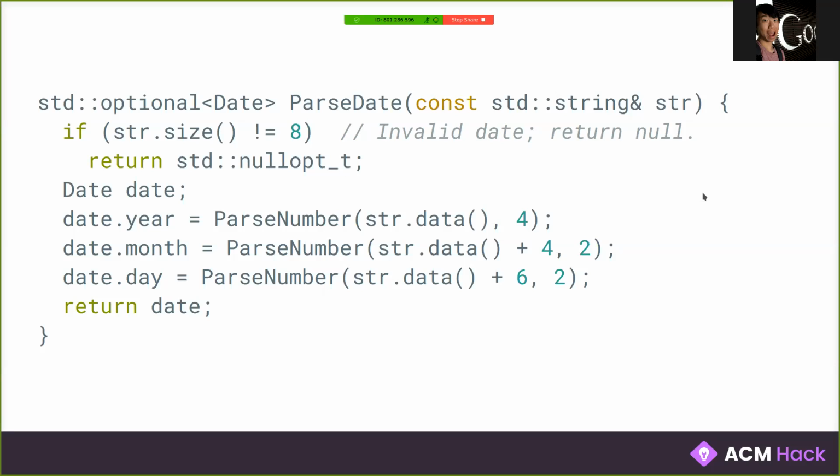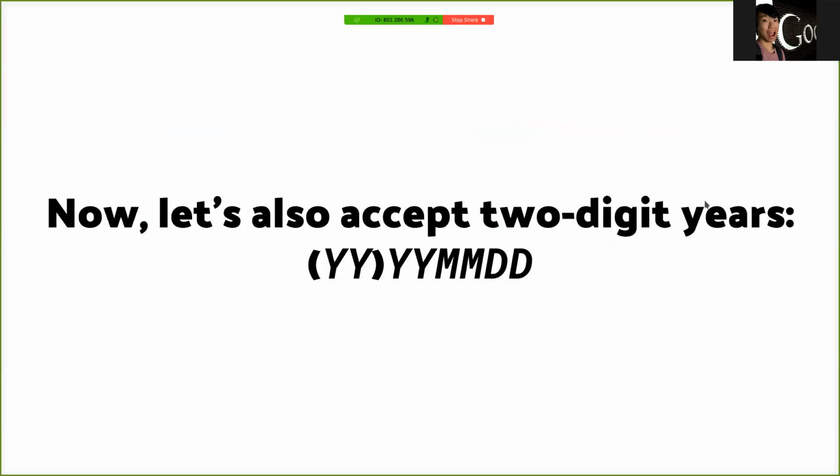Okay, so that's great, the interviewer says. But now let's also accept 2-digit years. The reason why we want to do that is because in our particular organization, we have some legacy systems that still operate under the assumption that 2-digit years are okay. But we still have to support these particular systems by accepting the date formats that these legacy systems happen to use.